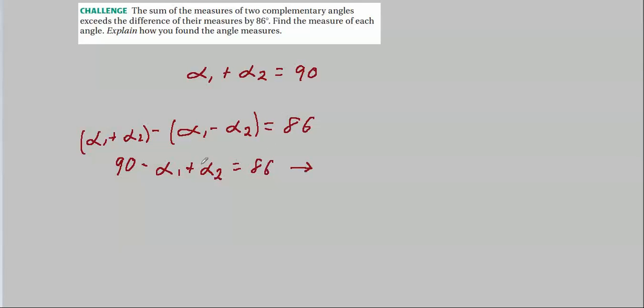So this tells us alpha 2 minus alpha 1. I got a negative alpha 1 over here and a plus alpha 2, so I just reverse the order and make it look a little bit more natural. Subtract 90 from each side. That equals minus 4. So what we have here is alpha 2 equals alpha 1 minus 4.